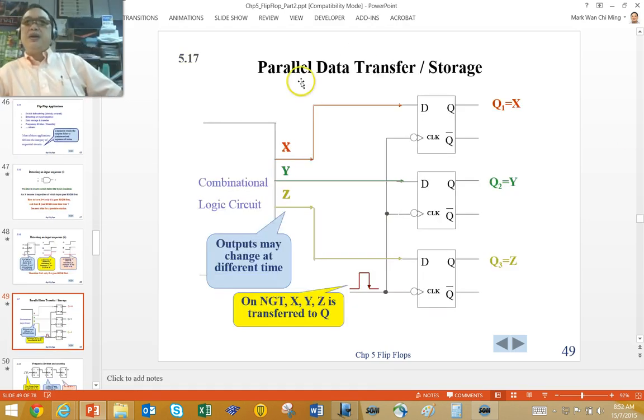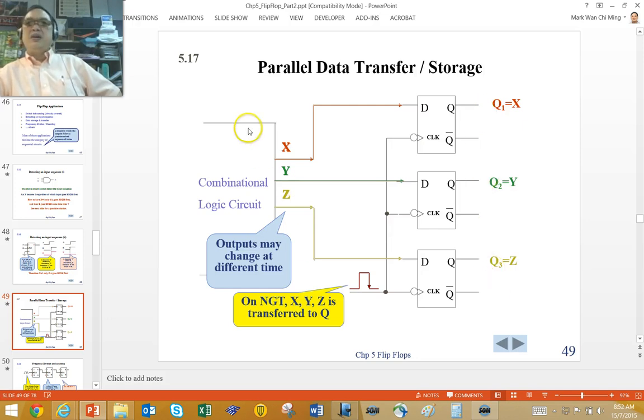Now, parallel data transfer. Let's say you have a combinational logic circuit, X, Y, Z. Here, this is a D-type flip-flop. You know what a D-type flip-flop is, right? When the clock comes in, input 1, output 1, input 0, output 0, output follows input. All the clocks are connected together. It's a negative trigger. So when the time comes, whatever data in X, Y, and Z will be reflected out at your Q1, Q2, Q0.